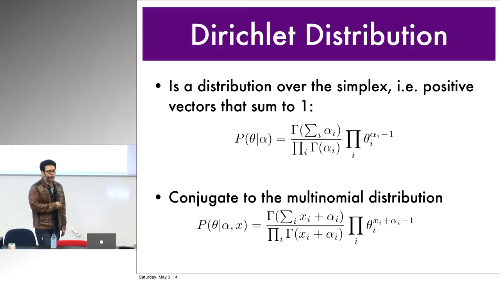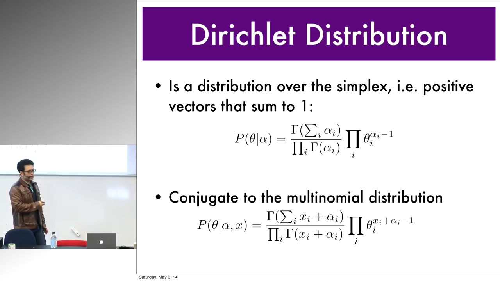And when you have a conjugate prior, it means that the posterior is in the same family but with different parameters, which means that the probability distribution over theta, given the prior and given some observation, is still a Dirichlet distribution but with the parameter shifted by your observation. Okay? So as you can see, here we have alpha_i, here we have x_i plus alpha_i. Okay. And why is this useful?